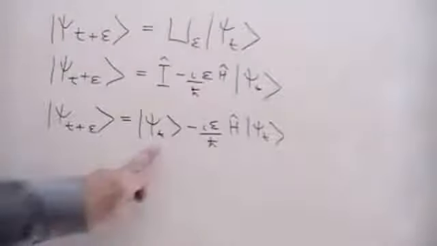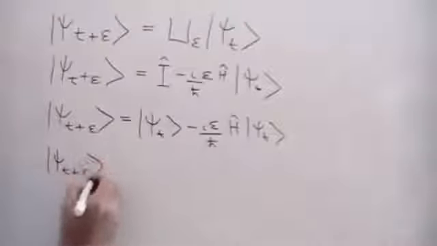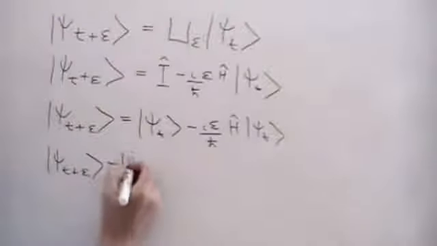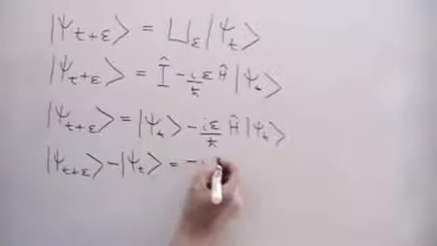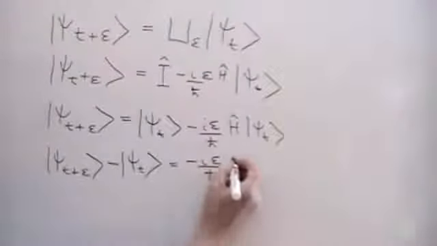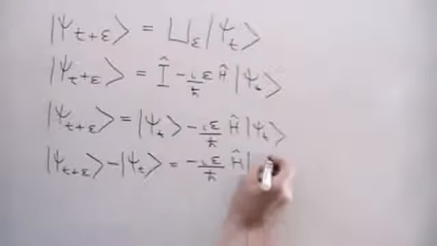Now I want to take this term and bring it on this side of the equation. So I've now got psi at t plus epsilon minus this term here. You bring it on the other side, you change the sign, is equal to minus i epsilon over h bar, the Hamiltonian h acting on psi of t.